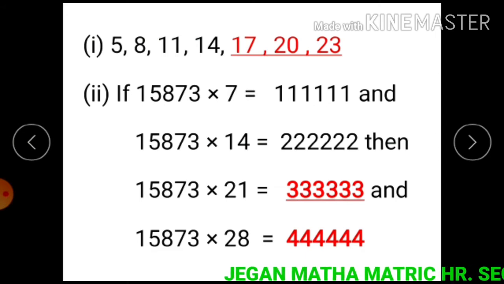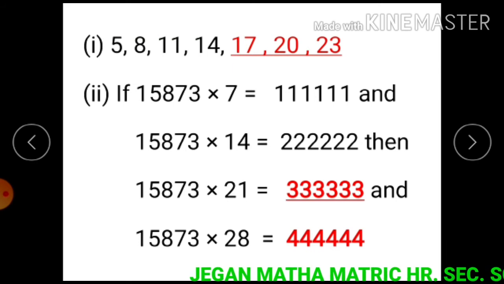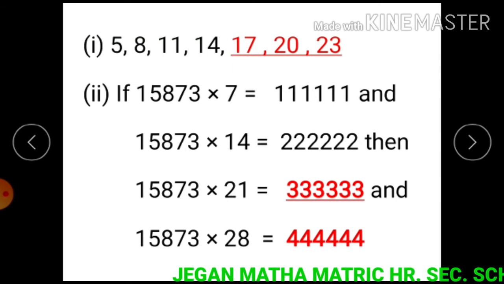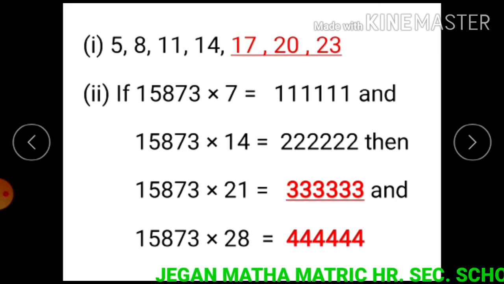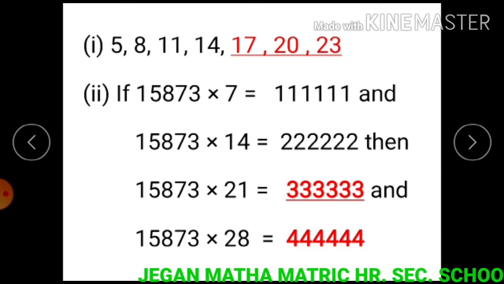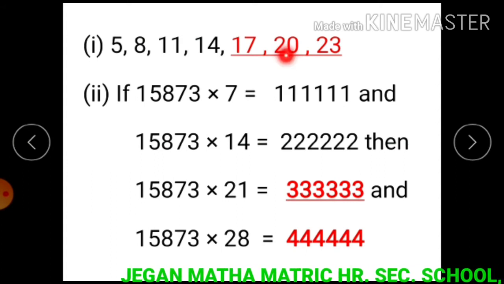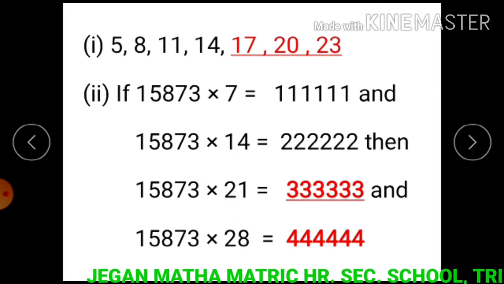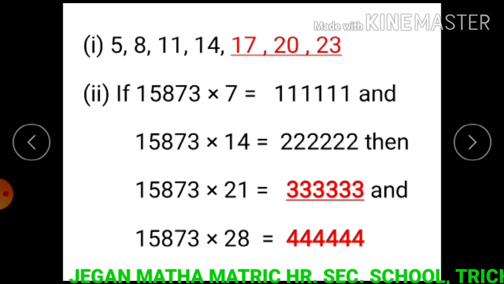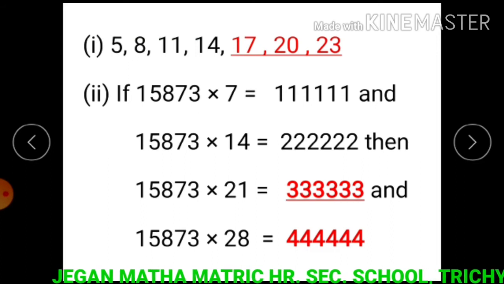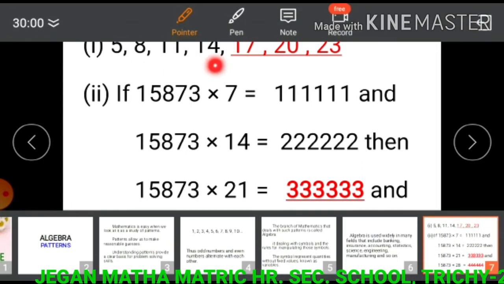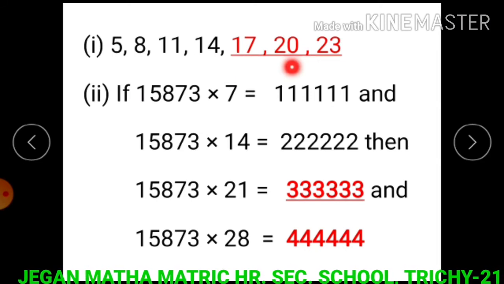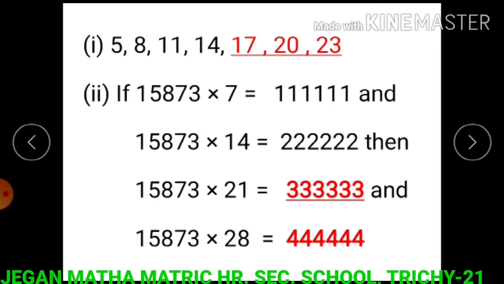We add 3 to the fourth term, we get the fifth term, and we add 3 to the fifth term, we get the sixth term. We add 3 to the sixth term, we get the seventh term. Okay, now we complete this pattern: 5, 8, 11, 14, 17, 20, 23.